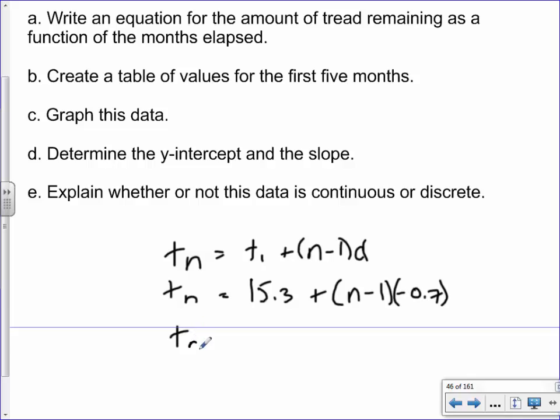So do the same thing we did last time. Actually, before I even do that, let's get rid of t's. Let's go back to x's and y's. So let's make it y equals 15.3. And then you have to foil the negative 0.7 in. So you're going to get a negative 0.7x. We'll just change it to x. And you're going to get positive 0.7.